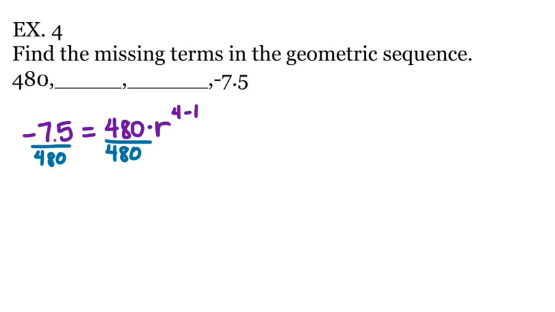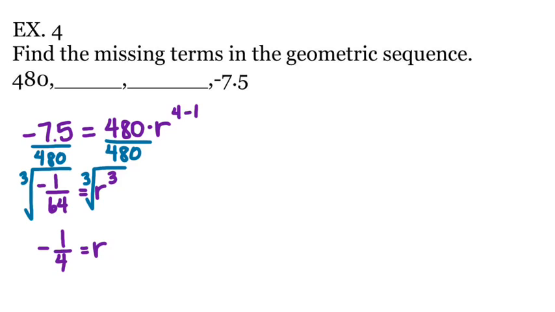So negative 7.5 divided by 480 is negative 1 over 64 equals r, and I went ahead and subtracted. 4 minus 1 was 3. So since we're trying to get r by itself and it's being raised to the third power, I need to take the cube root of both sides. So the cube root of negative 1 over 64 is going to be negative 1/4. So negative 1/4 is our common ratio.